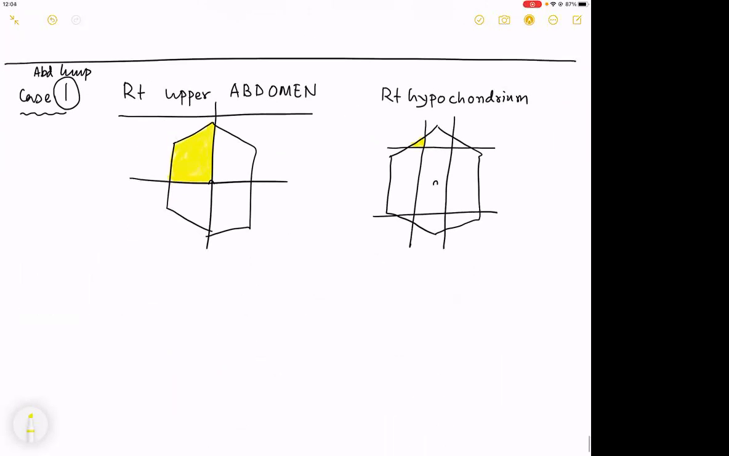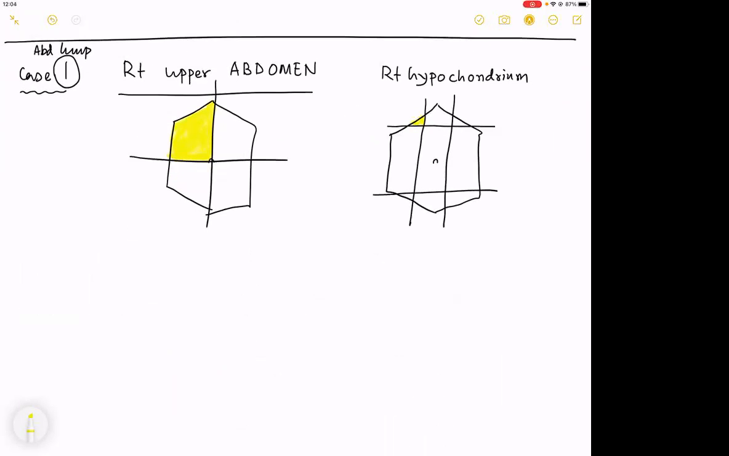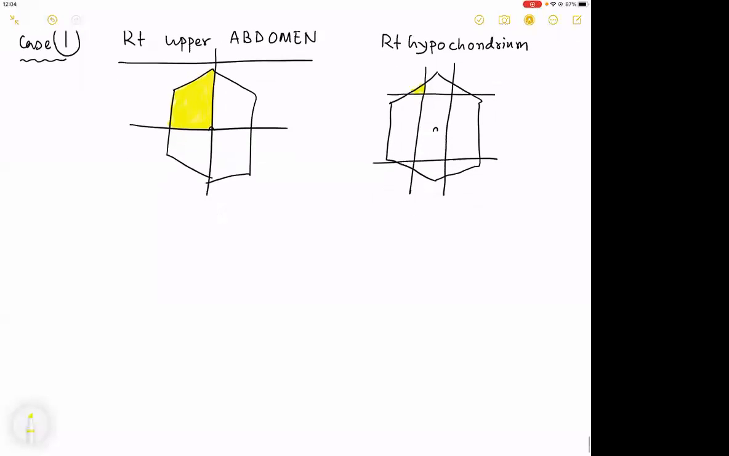Now, if you have a right upper abdominal lump, I would like to discuss the various organs and their differential diagnoses, so that when you get a case, you just have to fit this puzzle. And if someone asks you a differential diagnosis, you can fit it in. So let us start with the first one, the liver.